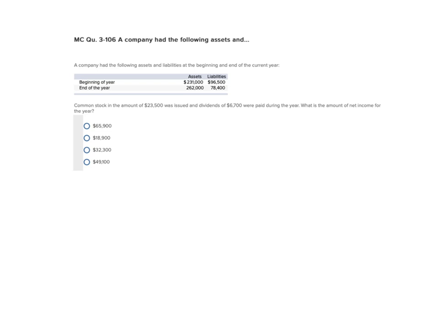Okay, here we have a question that gives us the following assets and liabilities. We've got beginning of the year, end of the year, and here's our assets and liabilities presented over here. They tell us that common stock in the amount of 23.5 was issued during the year and that dividends of 6,700 were paid during the year. They want to know what the amount of net income is.